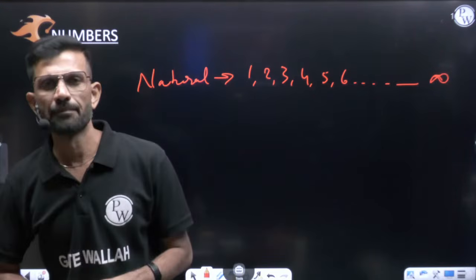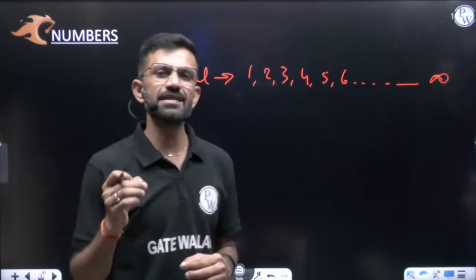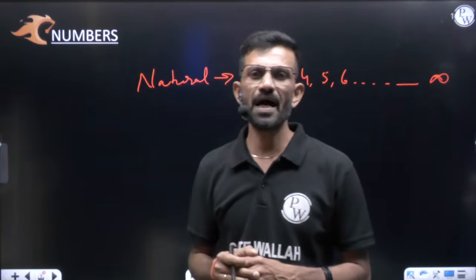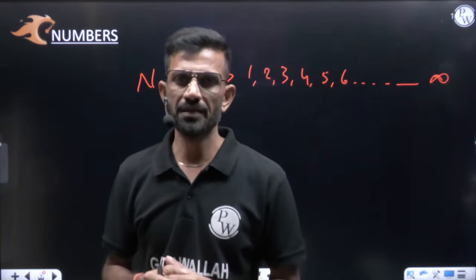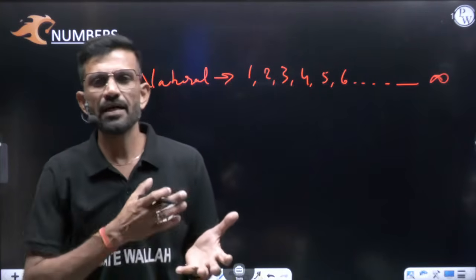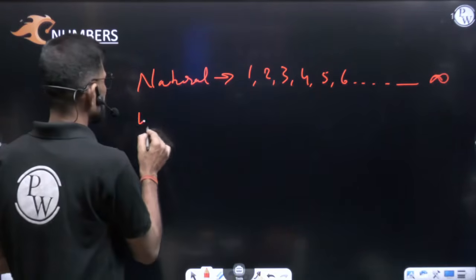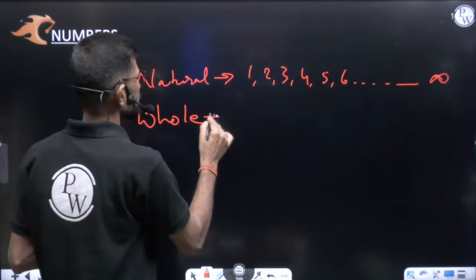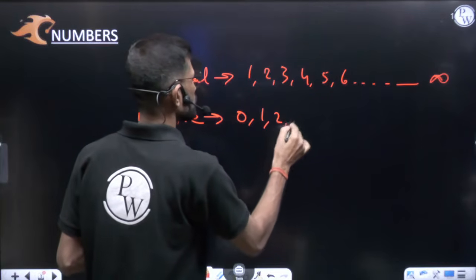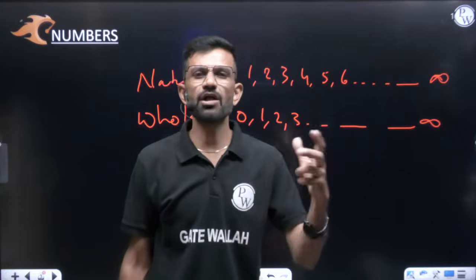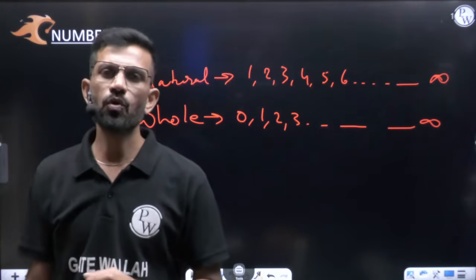Next comes whole numbers. My dear friend, let me tell you, with the discovery of zero by Aryabhatta, there came the whole numbers. I mean to say zero and all the natural numbers we call whole numbers. So obviously what will the whole numbers be? The whole numbers will be 0, 1, 2, 3, 4, and so on up till infinite. Means 0 and all the natural numbers we call whole numbers.